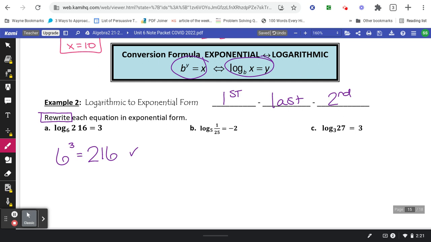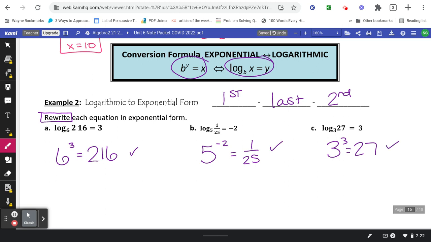These should always create true math equations, true math statements. 5 first to the negative 2 power equals 1 over 25. And remember, there's that negative exponent creating the fraction again. Go ahead and try C on your own. First, last, second. Good. You should have written 3 to the third equals 27. And there we are.